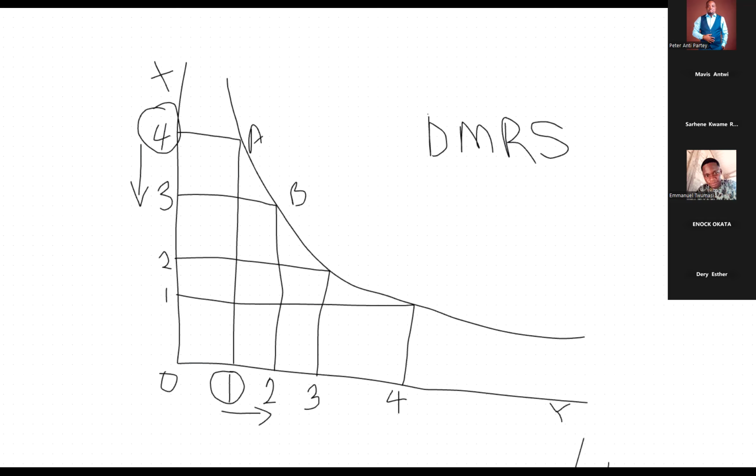Is it clear? Those who are asking about that one, is it clear? For you to increase your consumption of one commodity, you need to reduce your consumption of the other commodity. So if the person wants to increase his consumption of Y from 1 to 3, he needs to reduce his consumption of X from 4 to 2 to be able to get here. And that is what we call the law of diminishing marginal rate of commodity substitution. Is it clear? If this one is clear, then I move on to the transitivity.